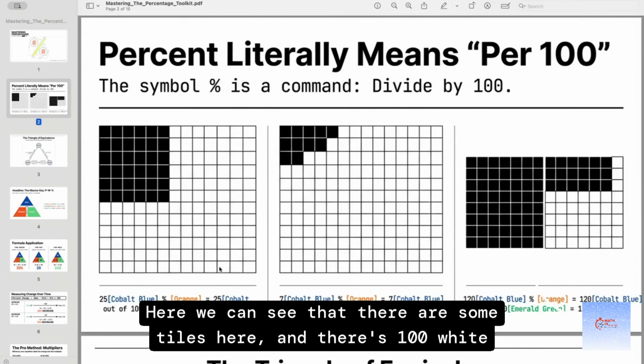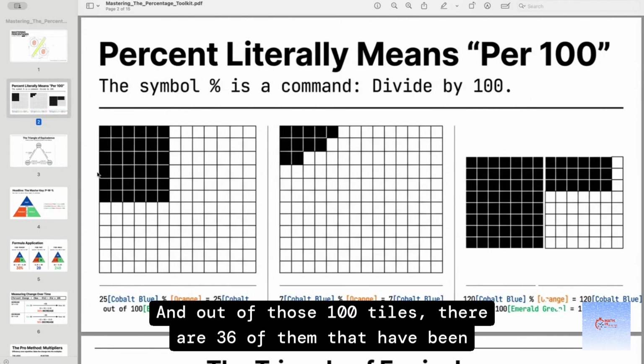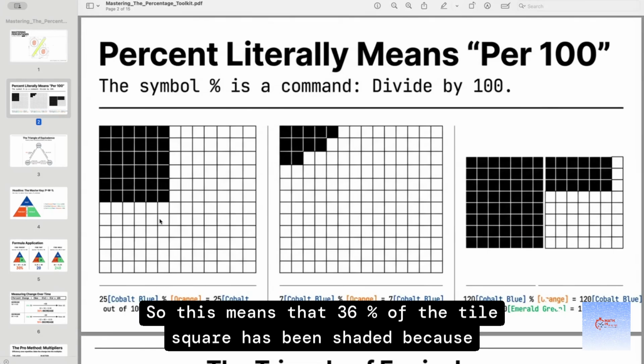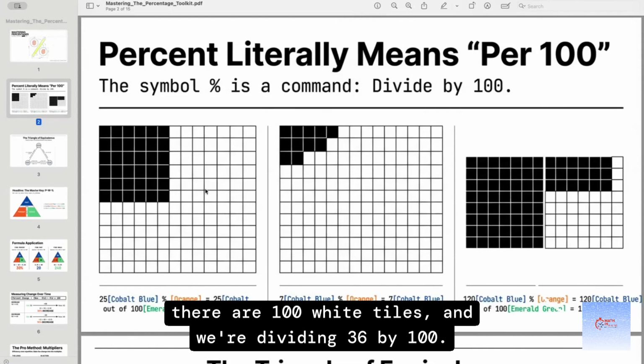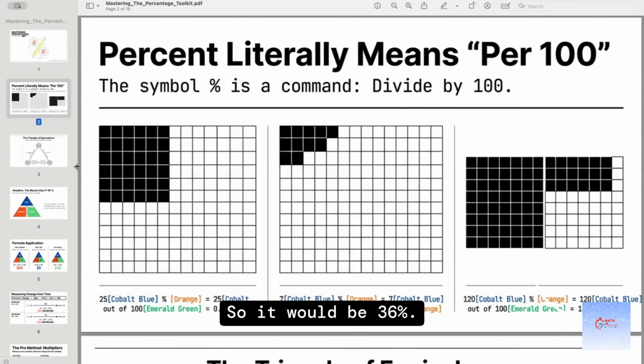Here we can see that there are some tiles, and there's 100 white tiles in this case. Out of those 100 tiles, there are 36 of them that have been shaded in black. So this means that 36% of the tile square has been shaded, because there are 100 white tiles, and we're dividing 36 by 100, so it would be 36%.